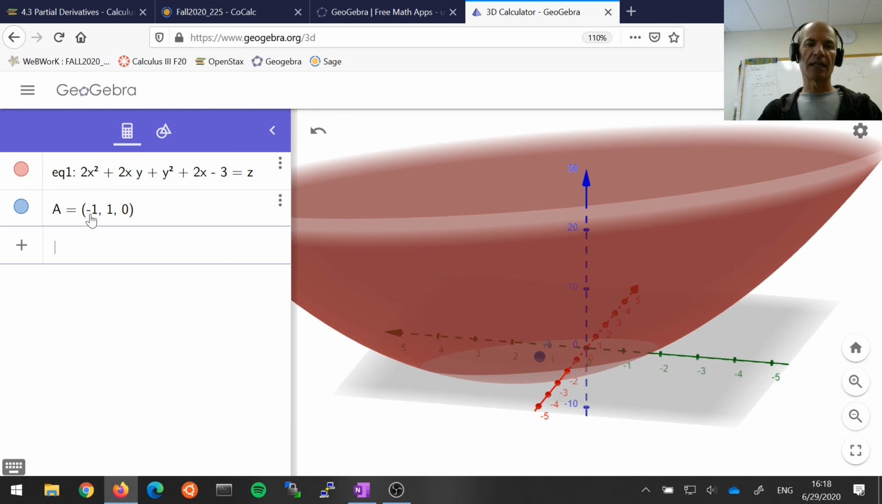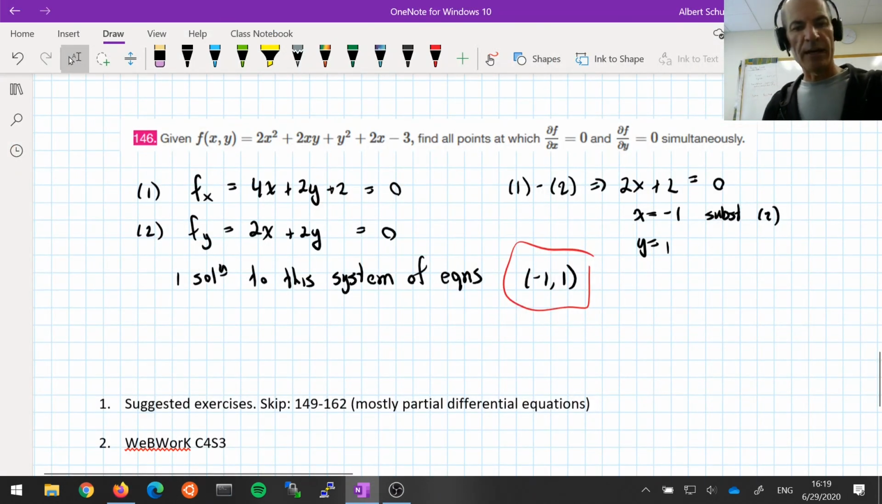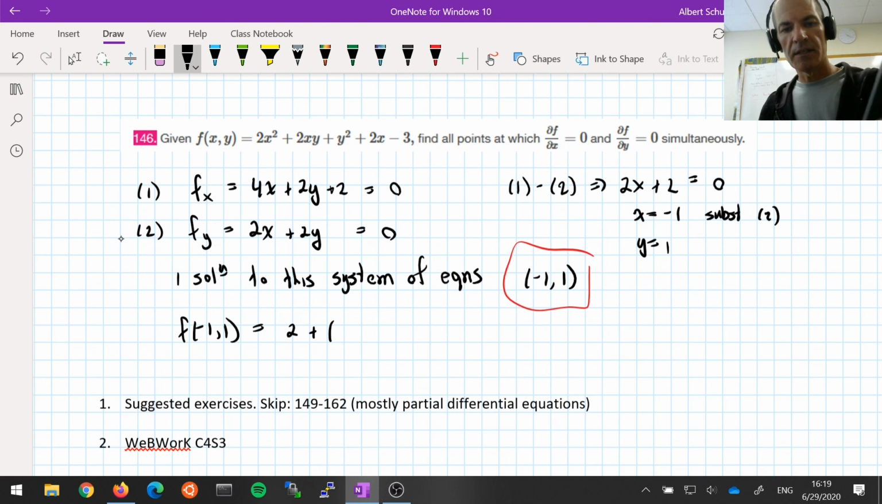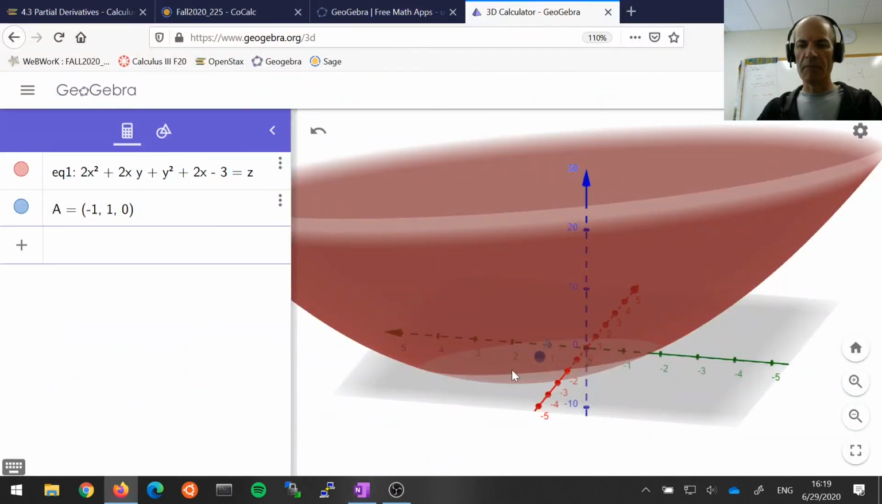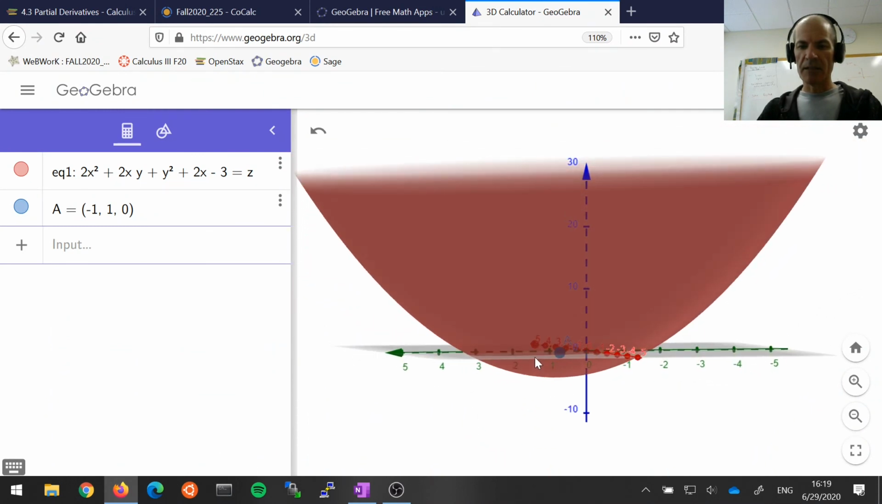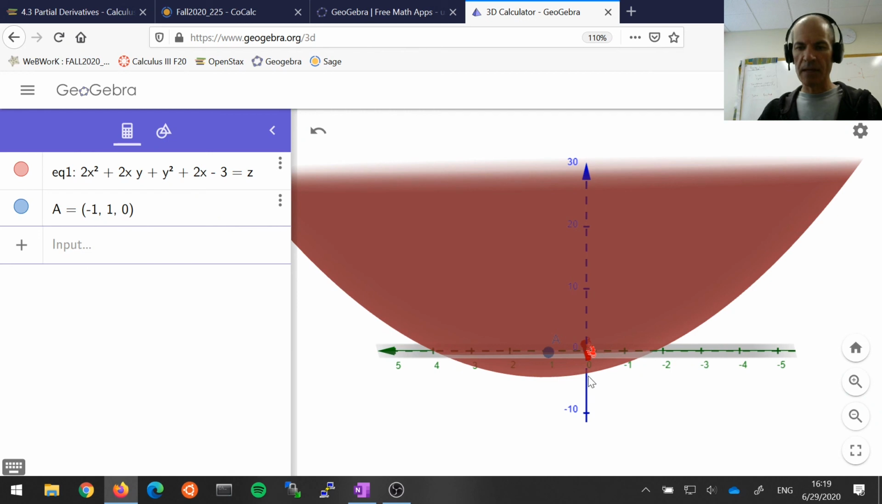And we could actually plug that into the function to figure out what that lowest value is. We could plug in x equals -1 and y equals 1. So what is the value of f at this point? Well, let's plug in -1 and 1. We get 2 plus -2 plus 1 plus -2 minus 3. Let's simplify that a little bit. So we have, what, -5 here and +1, -4. So we should see that minimum occurring just about -4. And it does look like that might be right at -4 on the z-axis.